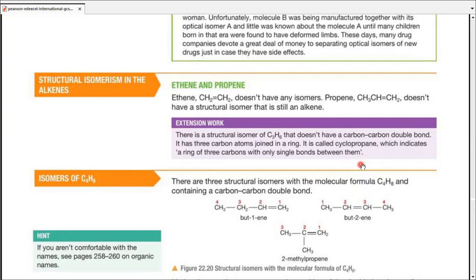This was optical isomers for alkanes. The next topic on the list is structural isomers in alkenes. Ethene does not have any isomers. There are only two carbon atoms. How many different ways can we arrange it? No way, actually, we can't. Propene doesn't have a structural isomer. That is still an alkene. So structural isomers would actually start from butene.